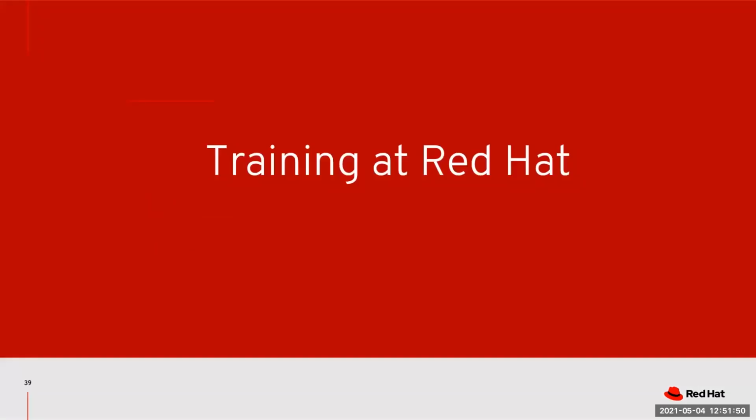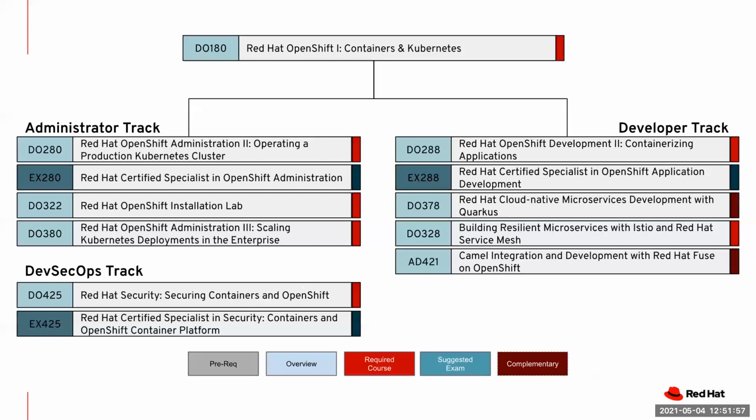So with that, we're going to transition real quickly into an overview of the training that we have available at Red Hat. This is really an overview of all of the different courses that we have from an OpenShift perspective. At the very top, you're going to see our DO180 course. This is our baseline foundational OpenShift course.